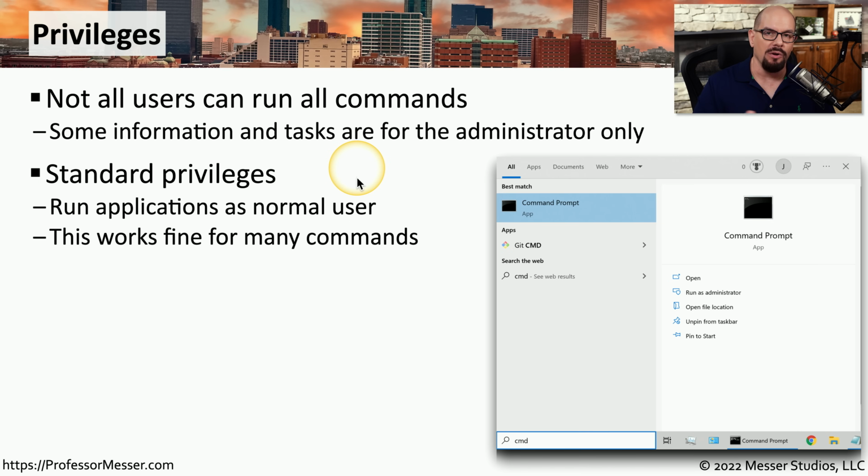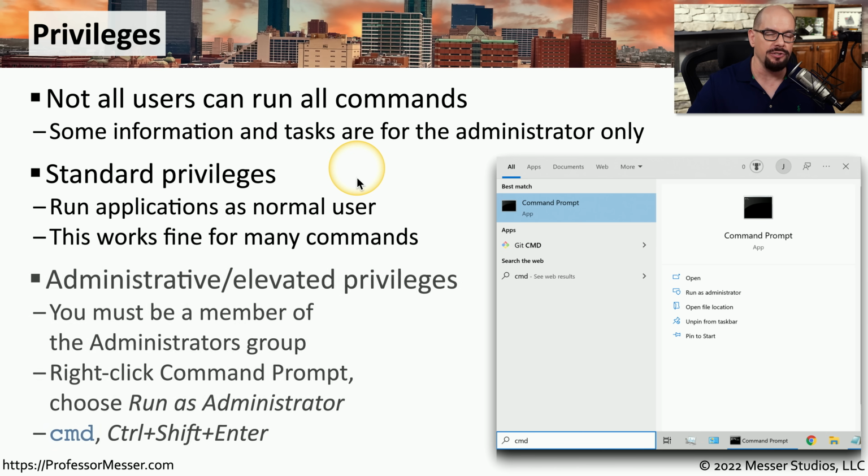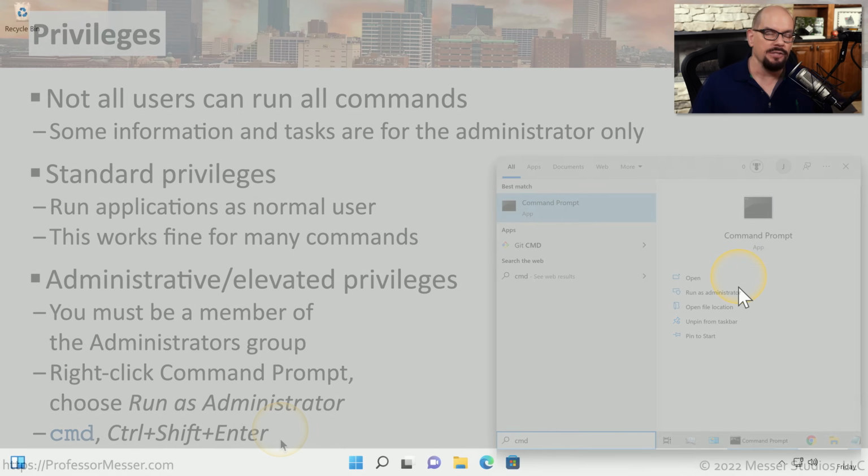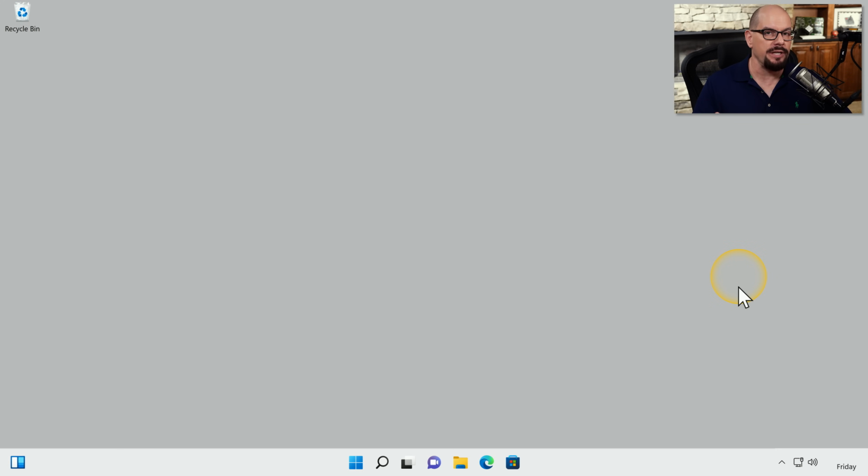This works for almost all commands that the users might use, but if you need additional rights and permissions, you can use an elevated prompt or an administrative prompt. This means that you'll need to be part of the administrators group, and when you start the command prompt, you'll need to choose the option to run as administrator. You can also type the command CMD, which stands for the command prompt, and type in Control-Shift-Enter to automatically launch the command prompt in administrative mode. This is the same process whether you're in Windows 10 or Windows 11. In this case, we'll use Windows 11.